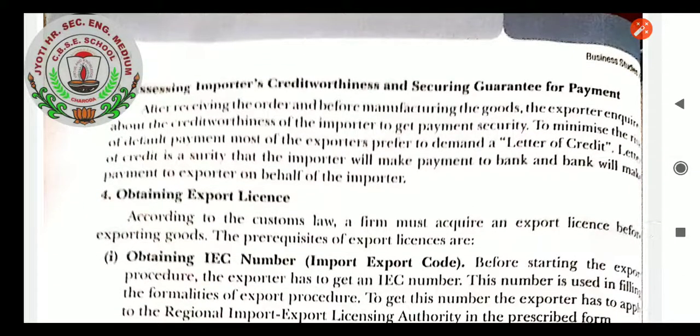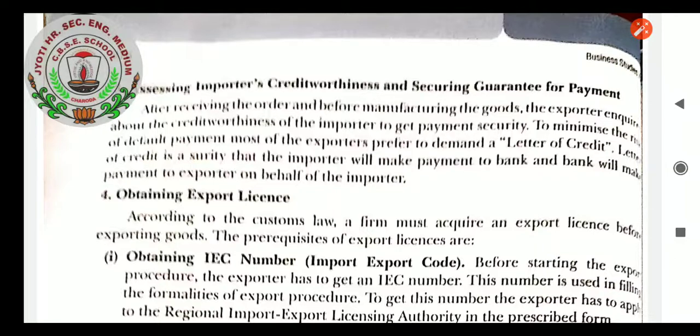Assessing the importer's creditworthiness and securing a guarantee for payment. After receiving the order and before manufacturing the goods, the exporter inquires about the creditworthiness of the importer to get payment security. To minimize the risk of default in payment, most exporters prefer to demand a letter of credit. A letter of credit is a surety that the importer will make payment to the bank and the bank will make payment to the exporter on behalf of the importer. So that is assessing the importer's creditworthiness and securing a guarantee for payment.